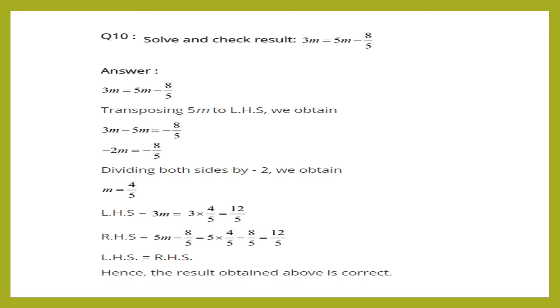Here the denominators are the same, children, so no need to worry about the numerators. Directly we can subtract the numerators. 5 fours are 20. 20 minus 8 means 12. 5 and 5 are the common denominators, so 12/5 is the answer. LHS is also 12/5. RHS is also 12/5. Hence the result obtained from the above equation is correct, children.